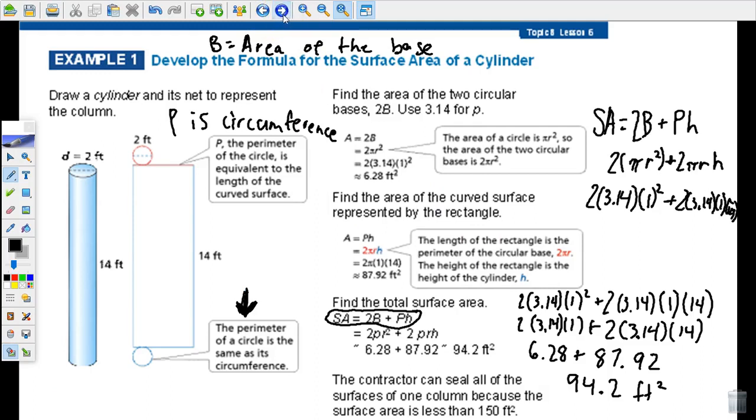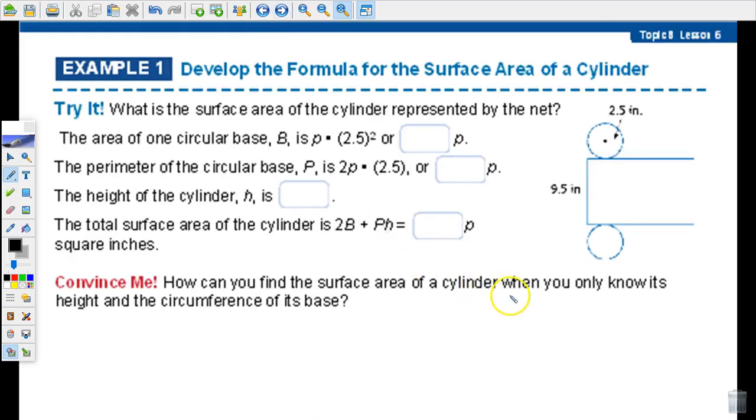Let's look at the try it. So this is the pi sign. What is the surface area of the cylinder represented by the net? Go ahead and pause it real quick.